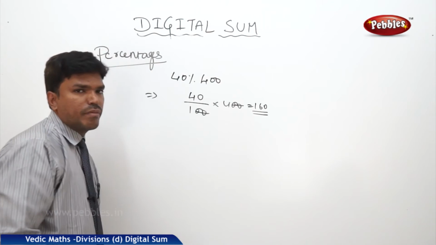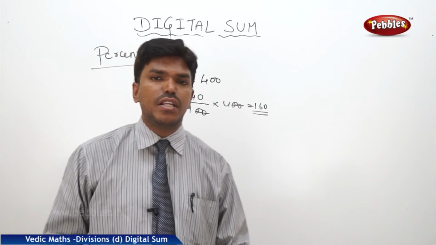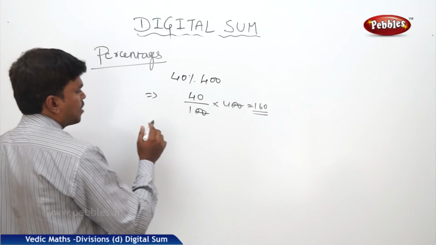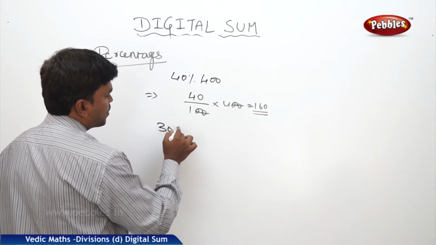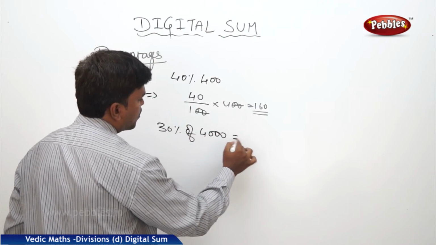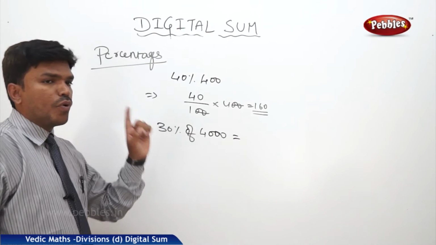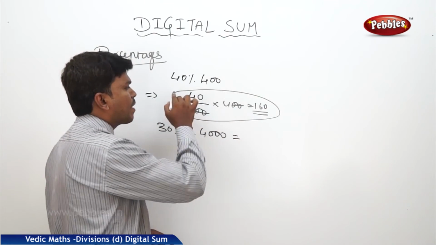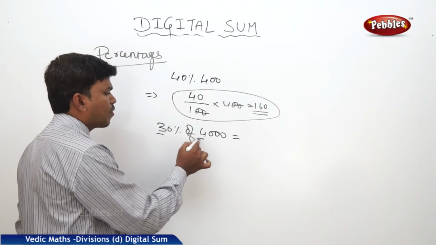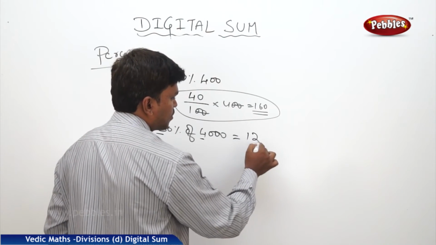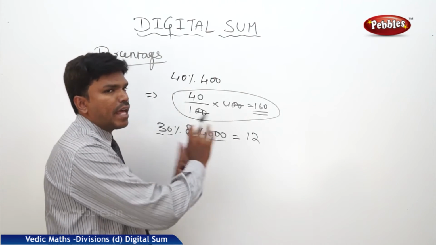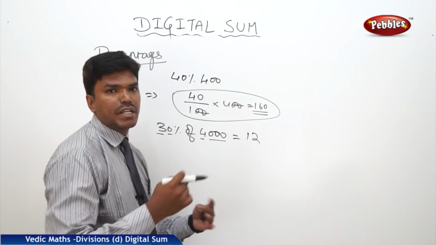Yes or no? But there are some techniques where you can easily apply within a few steps. Suppose I want 30% of 4,000. Apart from going for this calculation, you better do directly like this. What is 3 into 4? 12. And how many zeros are there? 1 and 3, that is 4. That means I am multiplying 30 into 4,000 directly.